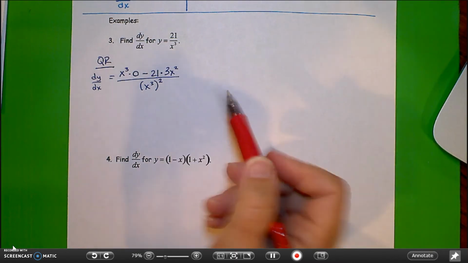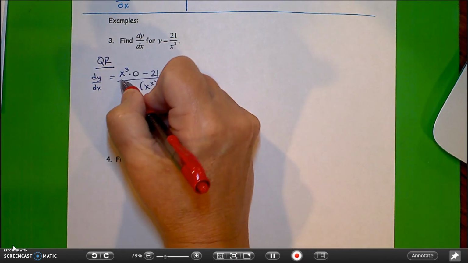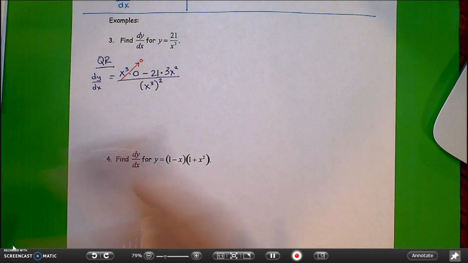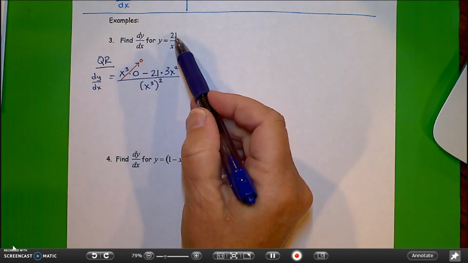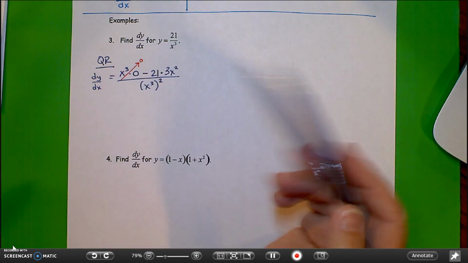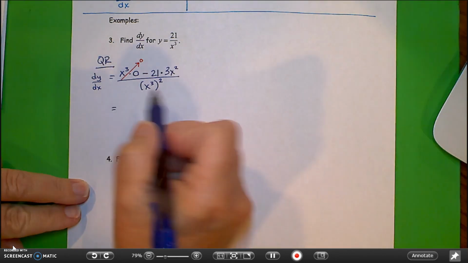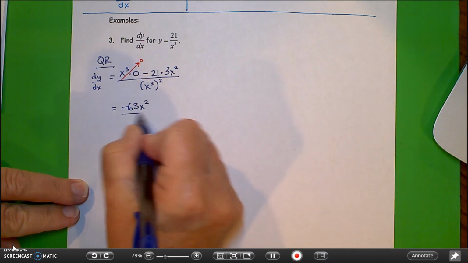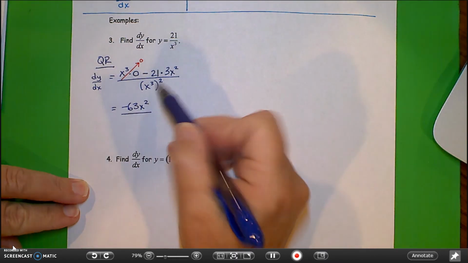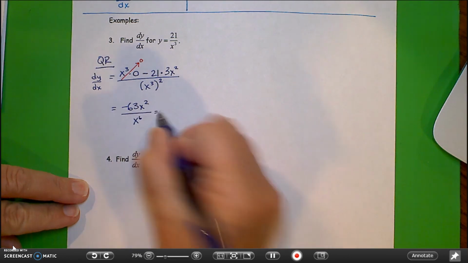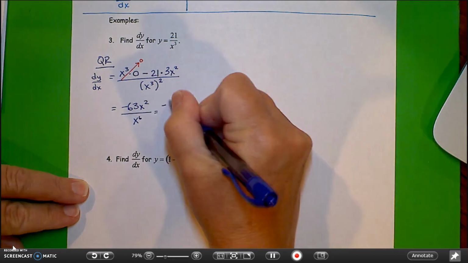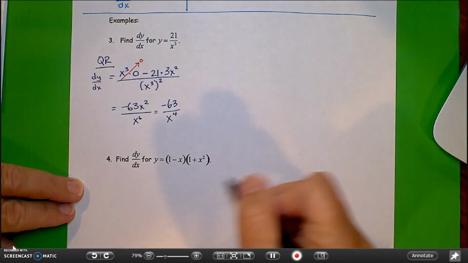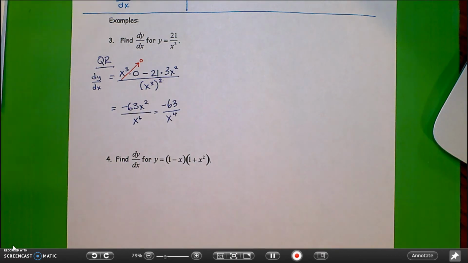But here's what's interesting about this. This first piece right here, that's just equal to 0. This whole thing goes to 0. The reason that happens is because we got a 0 derivative from that constant. So actually there's a better way to do this. But let's complete it. If I multiply this through, I get minus 63x squared. In the denominator, you multiply this, so you get x to the 6th. And if I clean that up, I get minus 63 over x to the 4th power, which, I can leave my answer just like that.